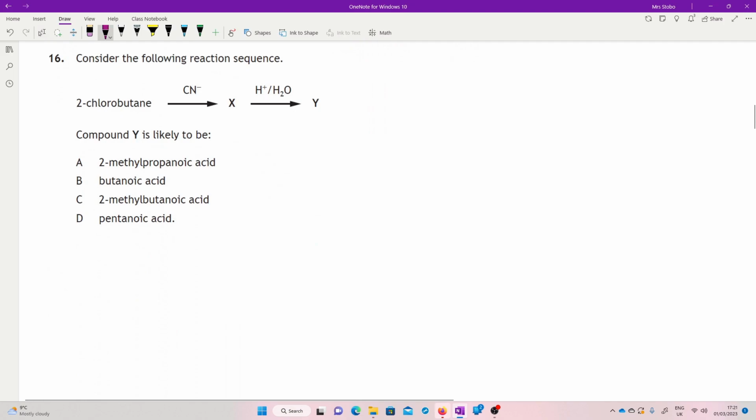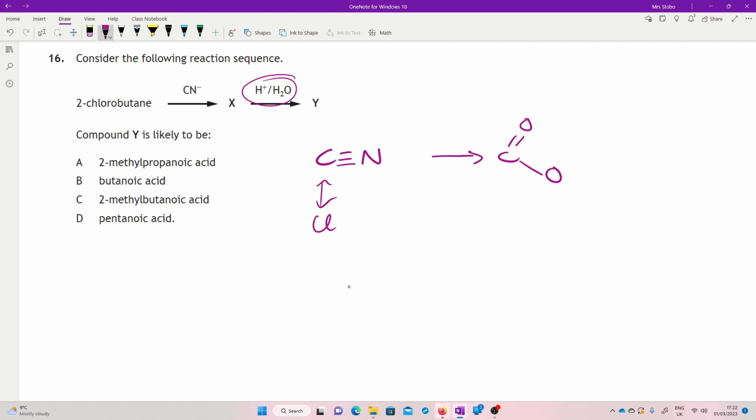Question 16. Considering the following reaction sequence, 2-chlorobutane, we've got a cyano group going to X, and then we've got hydrogen ions and water going to Y. So you need to recognize what's going on here. What we're doing is substituting in a nitrile group, so we're basically putting this in place of the chloro. We're getting rid of the chloro, so that's your substitution. And then we are doing a hydrolysis on this one, so we are changing it into a carboxylic acid. Now what they always do is add a carbon in.